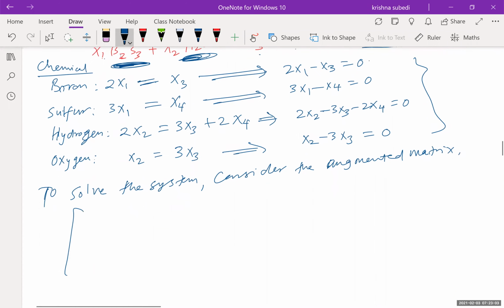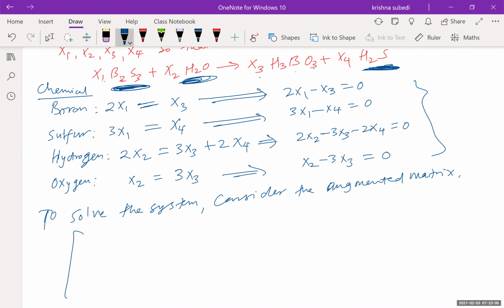Okay, which gives me my x1, x2, x3, x4, and the constant term here. In the first equation, x1 is 2, no x2, negative 1 x3, no x4, 0. And here, 3x1 and no x2, no x3, negative 1 x4, 0.